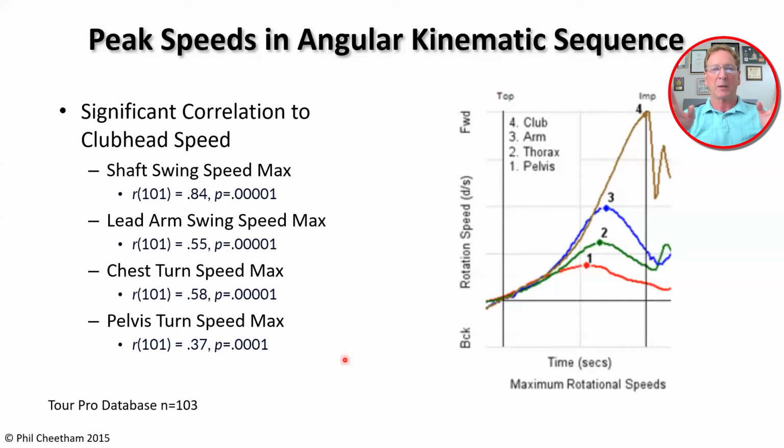So if you're going to be a long drive champion, then you're going to have to be able to create a huge amount of power with your legs and pelvis and chest, and you're going to have a very high pelvis turn speed, chest turn speed, and lead arm swing speed in order to make that shaft rotate fast and the club head move fast. So they are key parameters that are important.